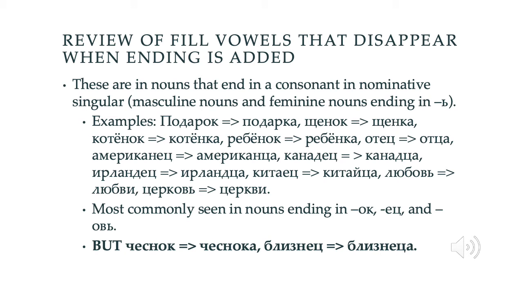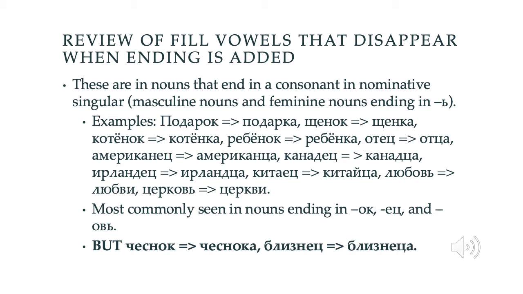Let's start with a review of that first type of fill vowel, those that disappear when an ending is added. This type of fill vowel appears in nouns that end in a consonant in the nominative singular. These are mainly masculine nouns and then a few feminine nouns ending in мягкий знак. Some examples are подарок, which in the genitive singular becomes подарка. Щенок, a puppy, becomes щенка. Котенок, a kitten, becomes котенка. Ребенок, a baby, becomes ребенка.